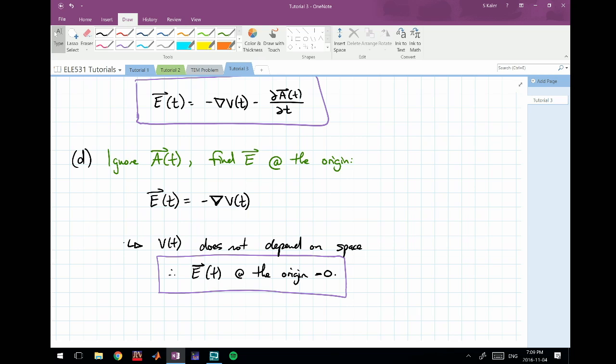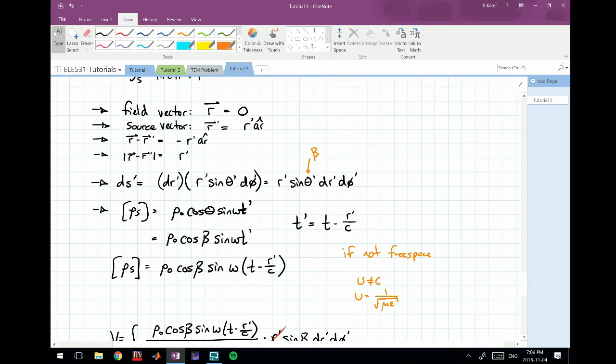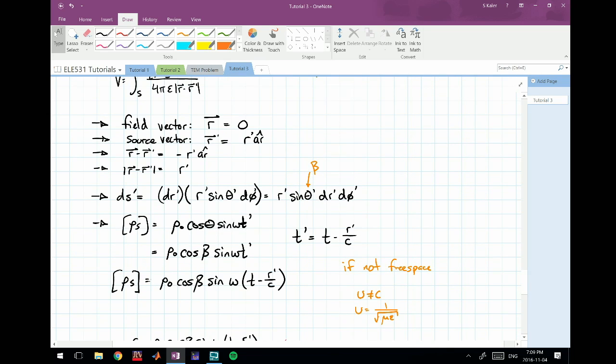You get marks for setting it up like this, so don't try to skip over these kinds of steps. They seem really redundant, but there are marks earned. All of this is like 1 mark for each step. Field vector, 1 mark. Source vector, 1 mark. R minus R prime, 1 mark. Yeah.